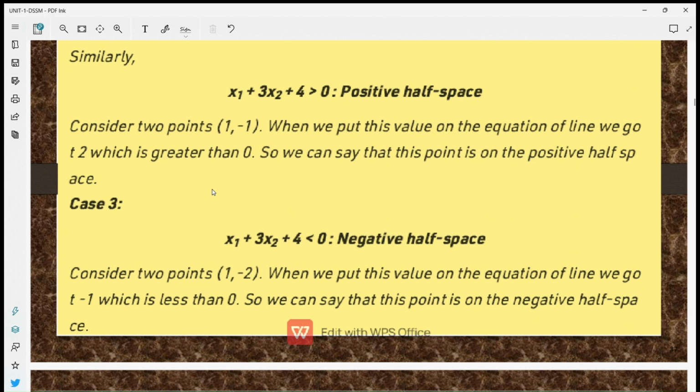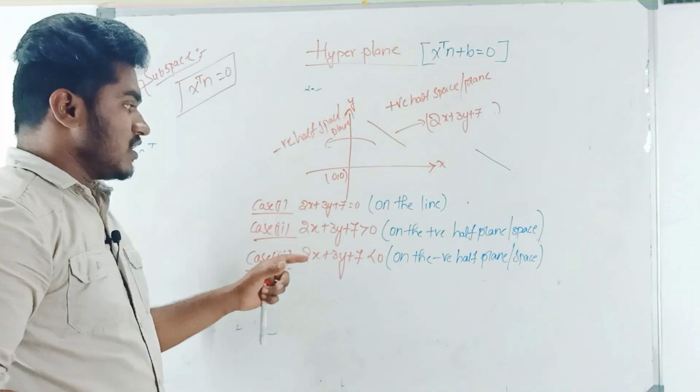Okay, so when I consider this particular point, 1 and minus 2, I am taking in this case. When I substitute this value, 1 plus 3 times minus 2, it would be minus 6 plus 4, and then plus 4, right? 5 minus 6 plus 5 gives minus 1. Here I am getting a negative value, which is less than 0, that is, it lies on the negative half space. So hope you people understood this concept.